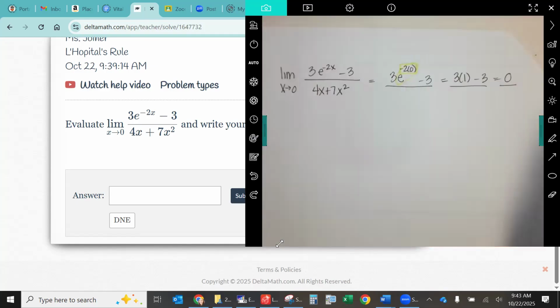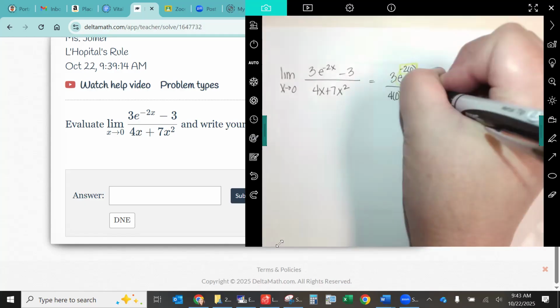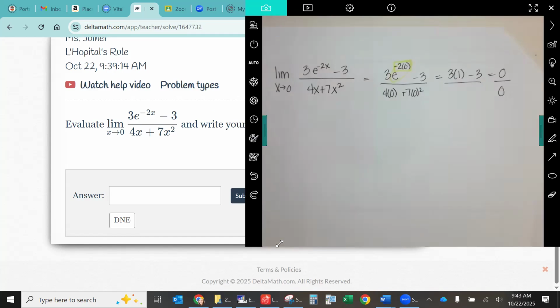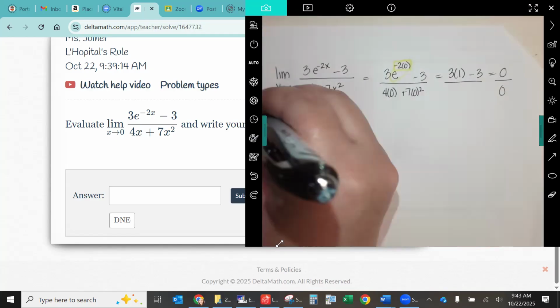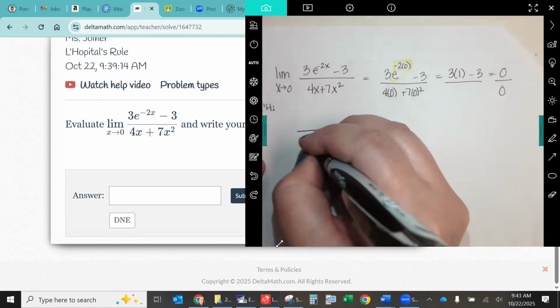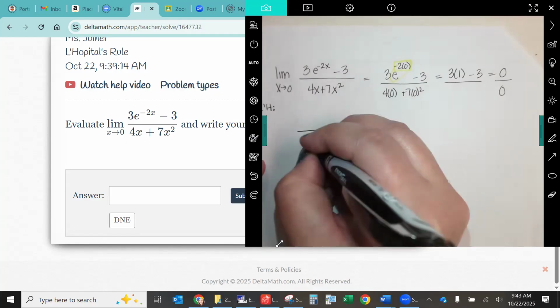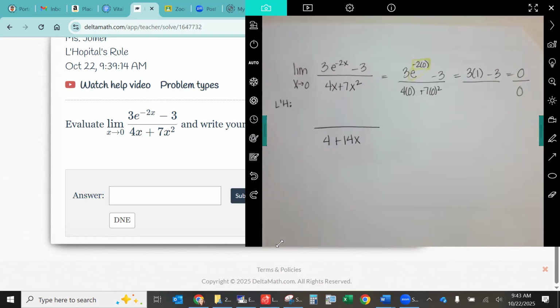Okay, on the bottom, we're plugging in a 0 again. 4 times 0 plus 7 times 0 squared is going to be 0. Now, for this section, they're not all 0 over 0. So you really do have to do that first, because if you try to do L'Hopital's rule on a non-0 over 0, it doesn't work. Okay? So we're ready to take the derivative. Can you do the derivative of the bottom first? What would it be? 4 plus 14x. You can change the order, that's fine. The 7x squared would go to a 14x, and then the 4x would go to a 4.